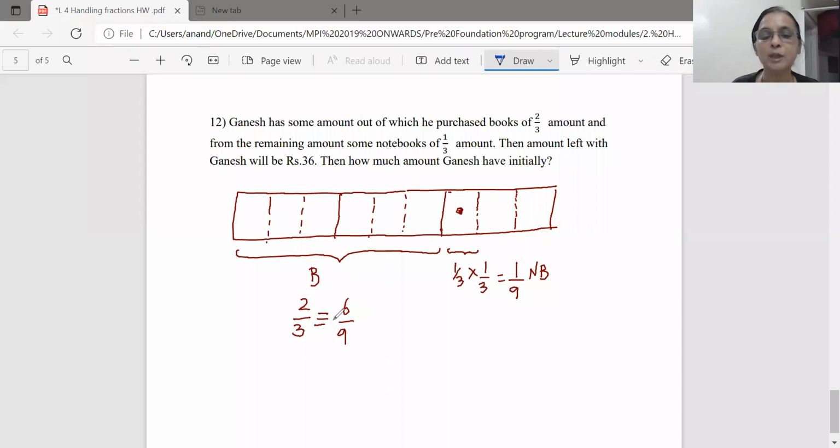Now, this is our last question on fractions. So please see how we are now playing with fractions. Okay, this is our last question on fractions. So 2/3 of the whole part is also 6/9.